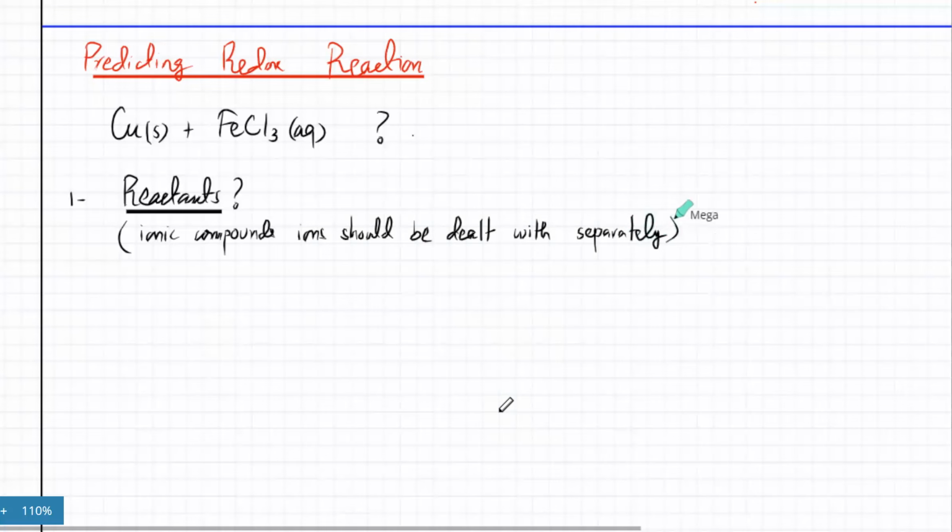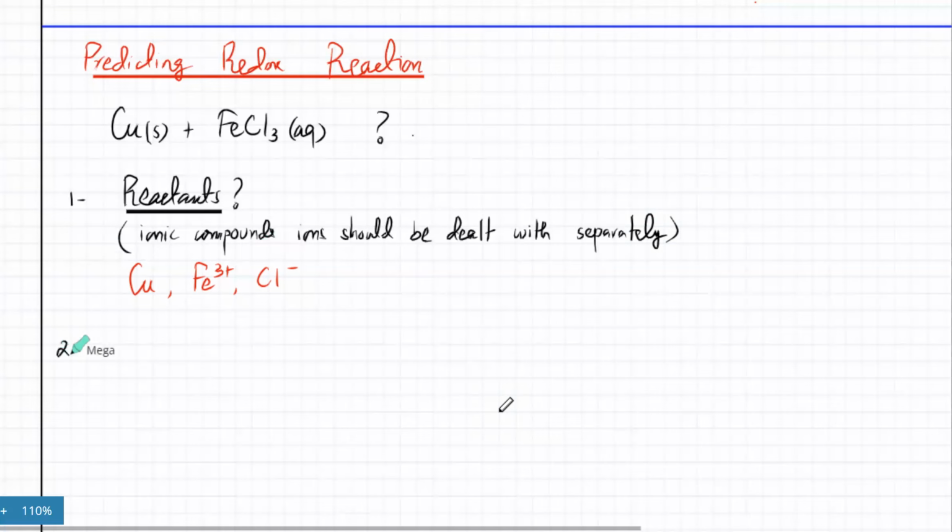So I'm now going to list my reactants. My reactants are copper, that's one of my reactants, and the others are Fe3+ and Cl-1. Now, one of these three reactants is going to gain electrons and the other one is going to lose electrons. At the moment, I don't know which ones. So let's move to point number two.